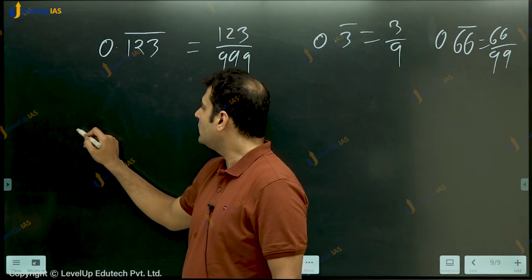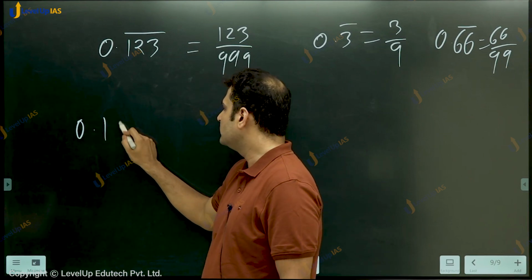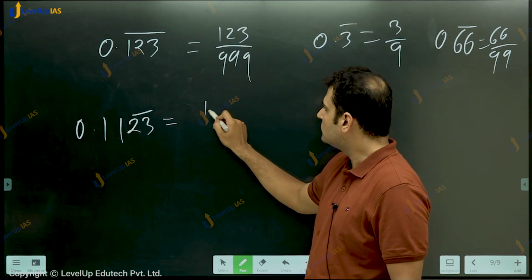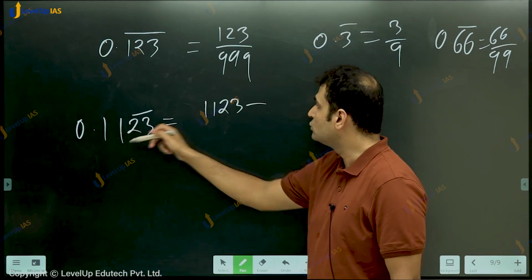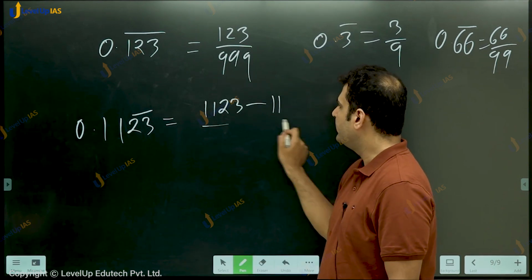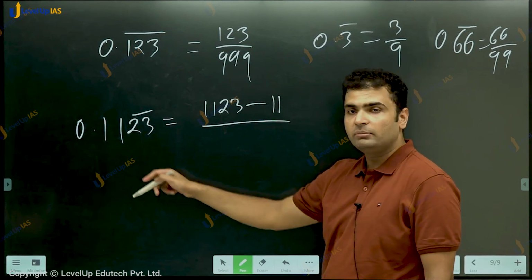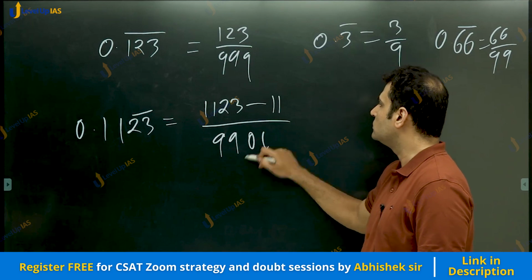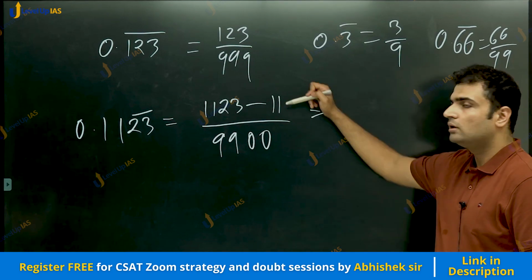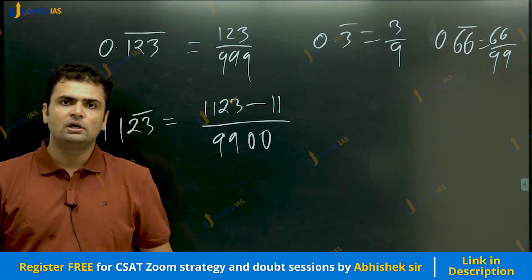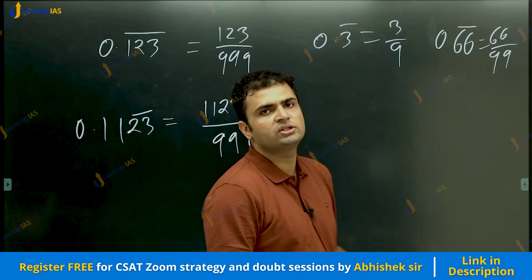नेक्स्ट इज, अगर रिकरिंग बाद में चालू हो रहा है तो क्या करना है, इसका मतलब है 1123 माइनस जो नॉन रिकरिंग डिजिट है, डिवाइडेड बाय जितने भी रिकरिंग है उतने 9 और जितने भी नॉन रिकरिंग है उतने जीरो, तो 9900, जो भी आंसर आएगा. This is the working rule. So I think you can do it based on this. And these working rules are also mentioned in the booklet.